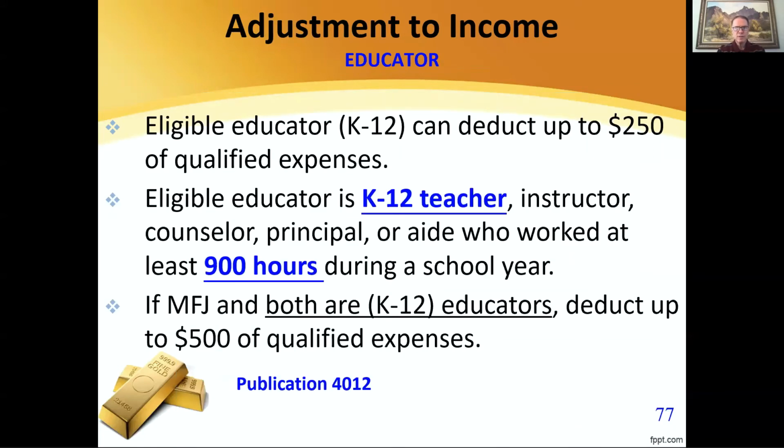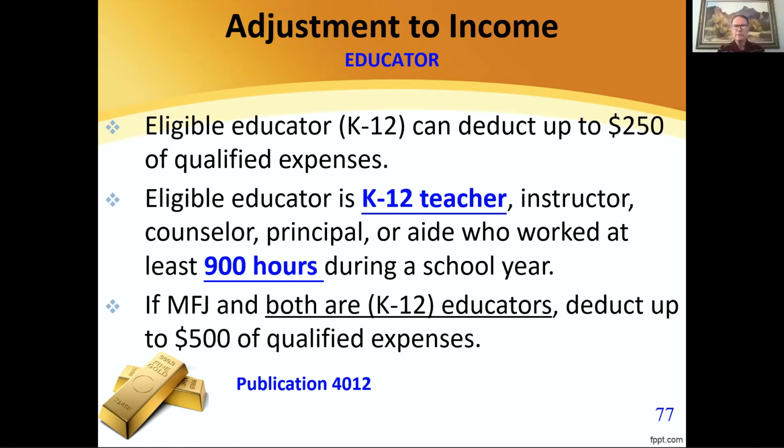Educator expenses. As long as you have worked more than 900 hours during a school year, you can deduct up to $250 if you're filing single, or $500 if it's married filing jointly, if both are K-12 educators. K through 12 means kindergarten through high school seniors. And it can be an instructor, a counselor, a principal, an aide, but it has to be 900 hours. Some aides are hired part-time, and if they don't make the 900 hours, then they can't take the credit. I mean, the adjustment. Hint, hint, you're going to see this in your test booklet too.